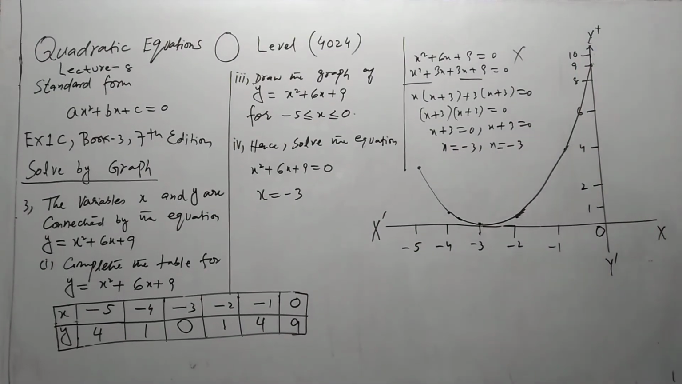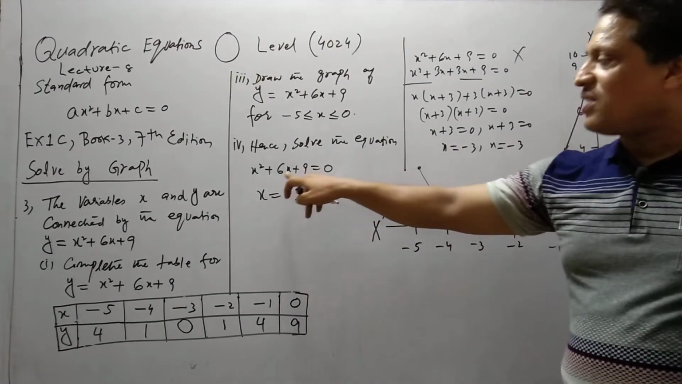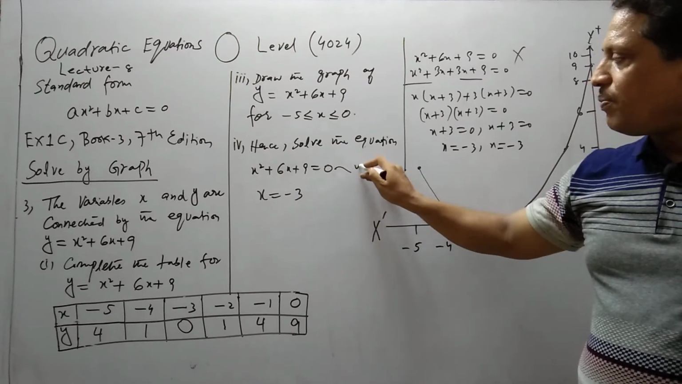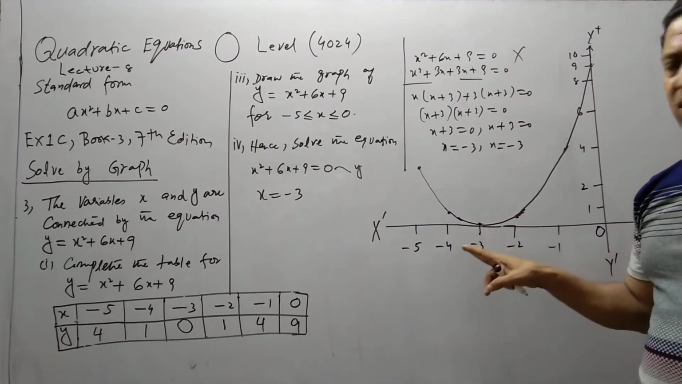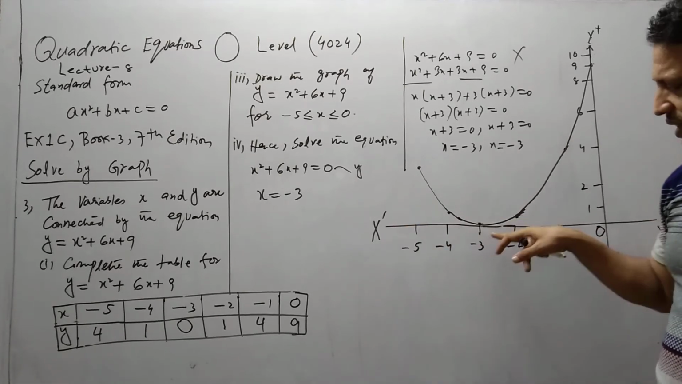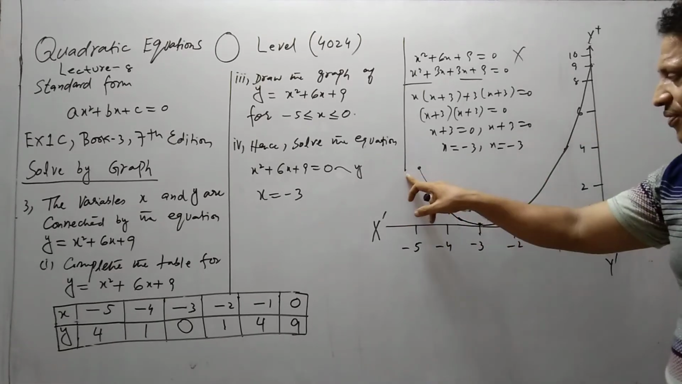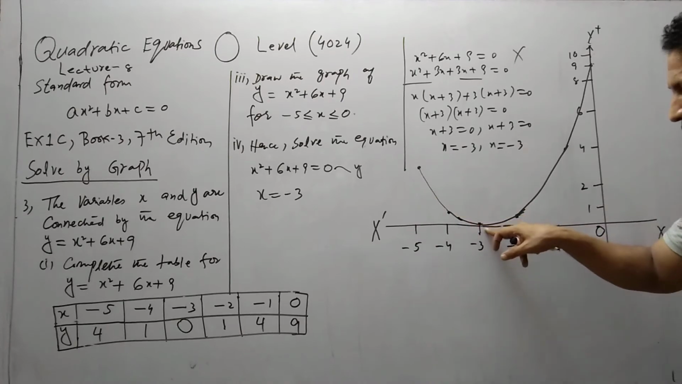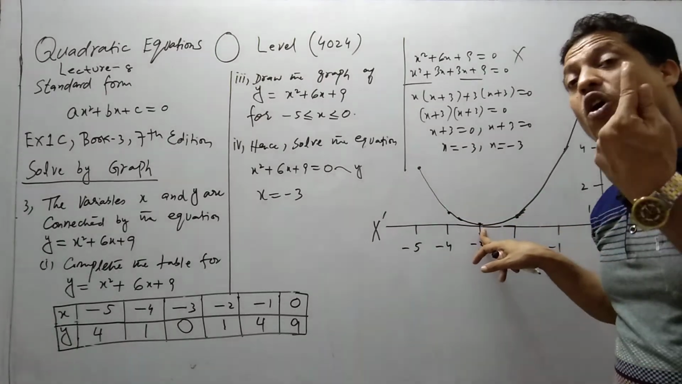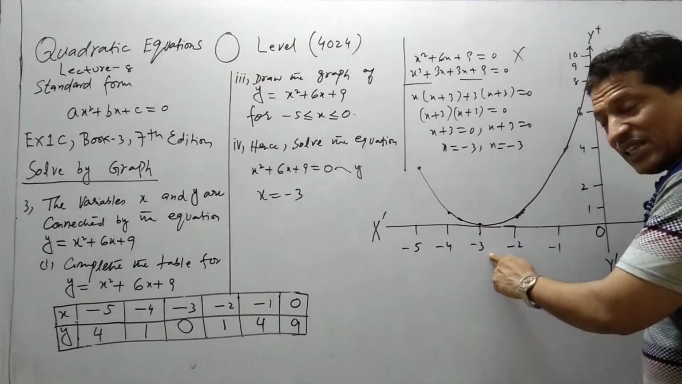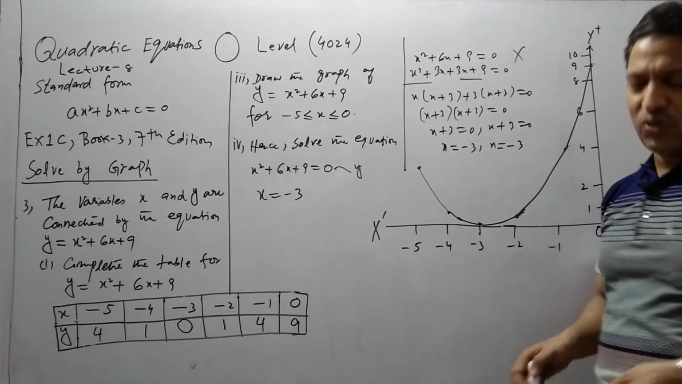Okay? So x square plus 6x plus 9 is equals to 0, which means y is equals to 0. And your y is 0 only on the x-axis. So see where your curve crosses the x-axis. In this case, your curve crosses at only one point, that is x is equals to minus 3. So this is your answer.